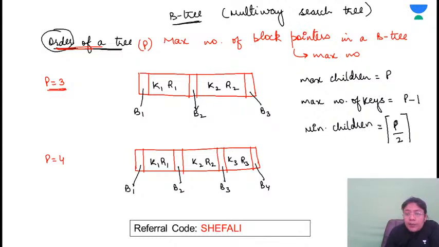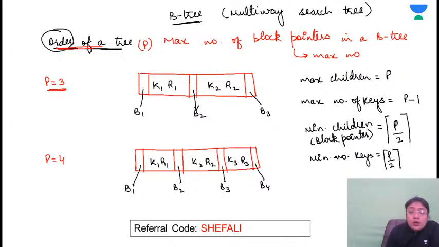The minimum number of children is nothing but the minimum number of block pointers. If these are the minimum number of block pointers, then what will be the minimum number of keys? Keys are 1 less than the block pointers. So it will be P by 2 minus 1. The maximum condition we have to consider when we are inserting the elements in the tree, and when you are deleting the elements at that point of time, you have to consider the minimum condition.